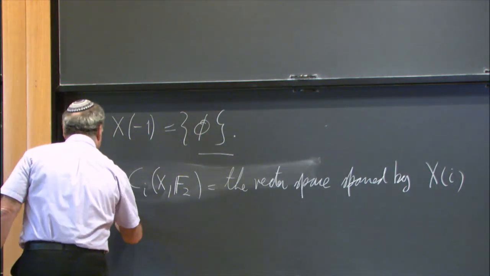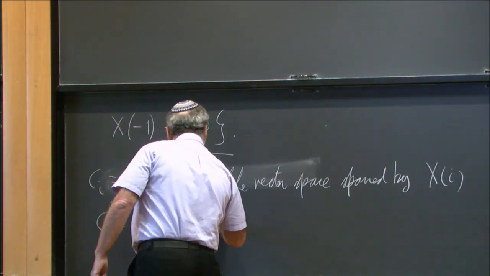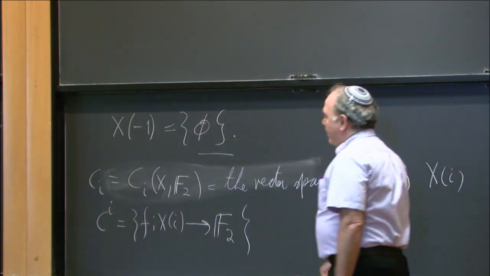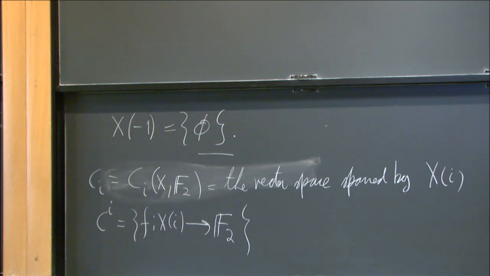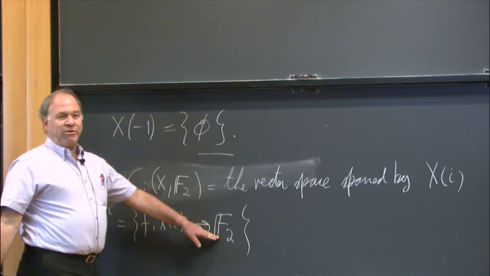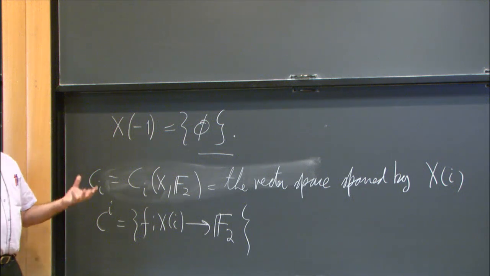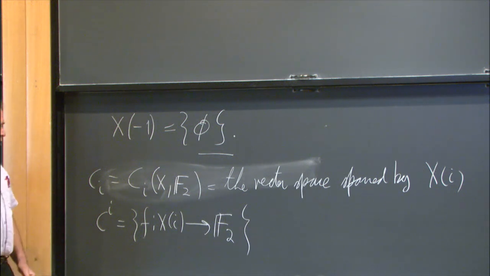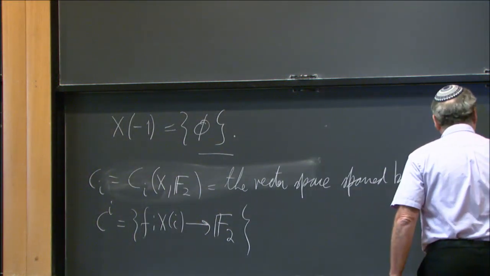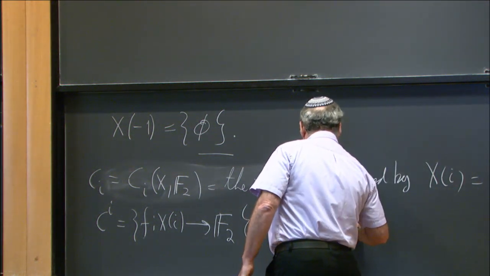And C upper I will be the set of all functions from Xi to F2, which, if you want, is the dual space to C lower I. But sometimes it's convenient to confuse between the two and to identify them, because this is a function which gets just 0, 1 values, so it's really an indicator function of some subset, and you can think of both of them as all possible subsets of Xi. But sometimes it will be convenient to distinguish between them, and sometimes to identify them, depending on the application.